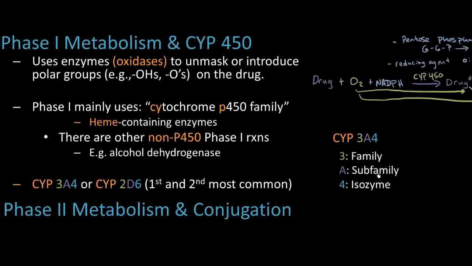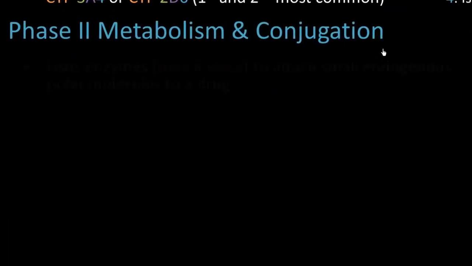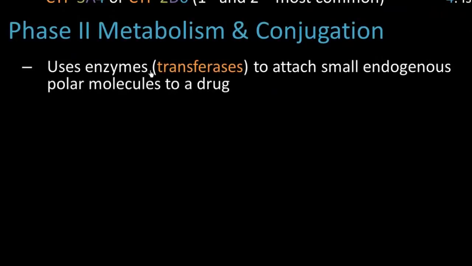So we're going to break this up now and look at phase 2 metabolism, which are conjugation reactions. In phase 2 metabolism, instead of using oxidases, we're using enzymes called transferases. And like the name sounds, we are transferring small polar molecules onto a drug, and we're doing it to make them more water soluble. So oxygen is not a requirement like in the previous example.